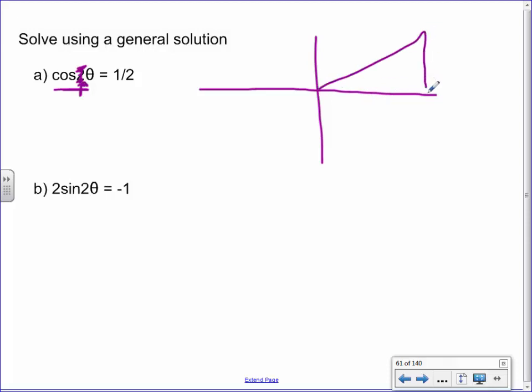Cosine of theta equaling 1/2 means I need the adjacent to be 1 and the hypotenuse to be 2. So that happens right here. That would work. The other side would be √3, and the angle in the corner right here would be 60. However, what we've actually figured out now is that 2 theta equals 60 degrees. Because this thing right here was not theta, it was 2 theta.